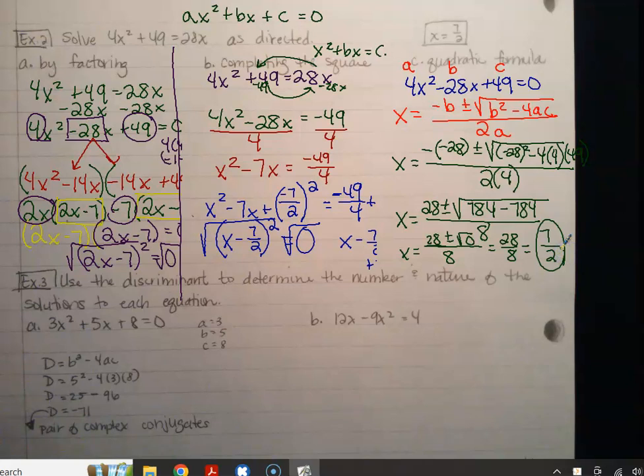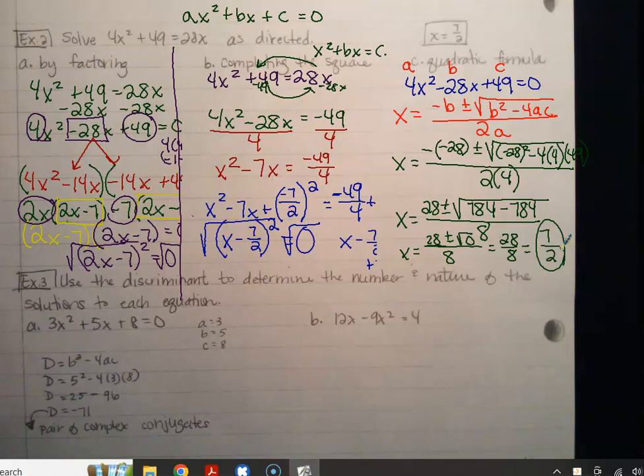So you have lots of options. Don't think you have to do it one way or another unless you're specifically told. Some of you may love completing the square. Others of you may love the factoring. Somebody else might like the quadratic formula. It is totally fine when you are given a choice to do whichever one you want.